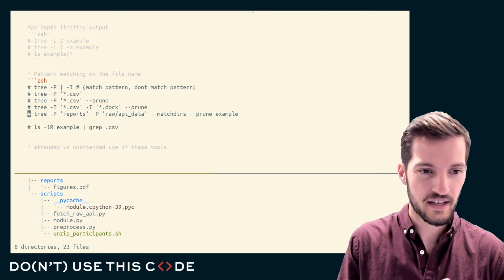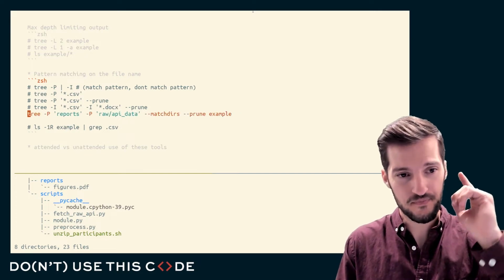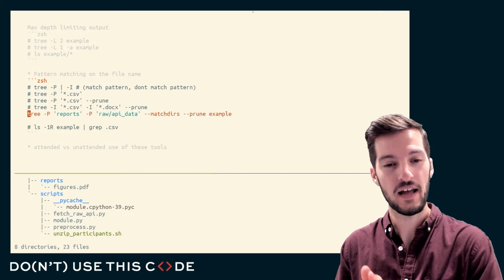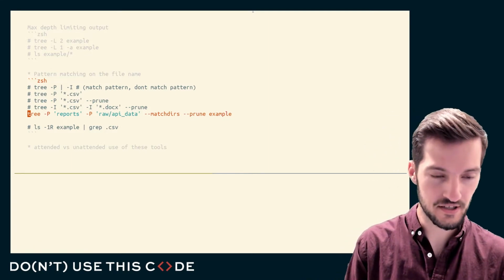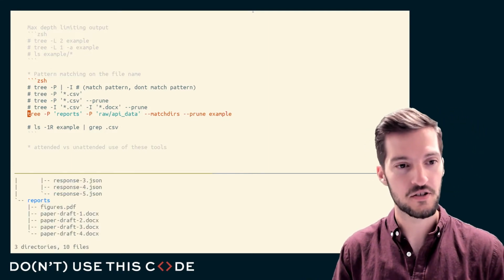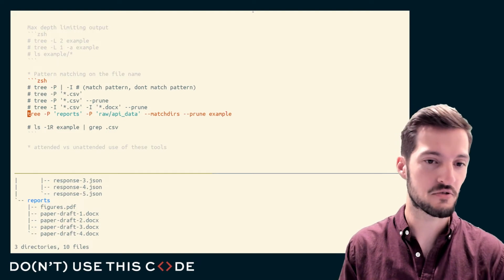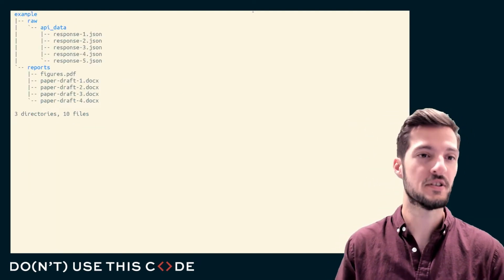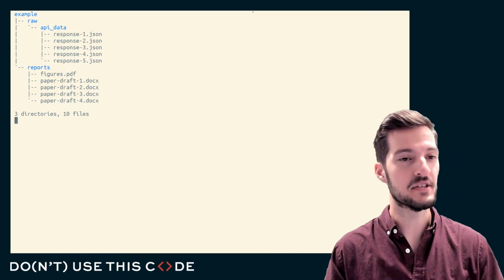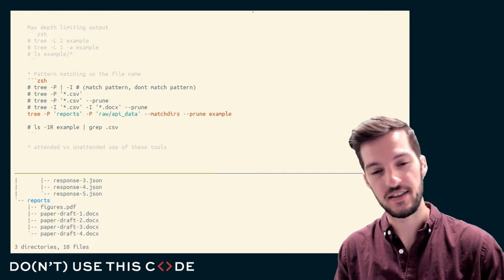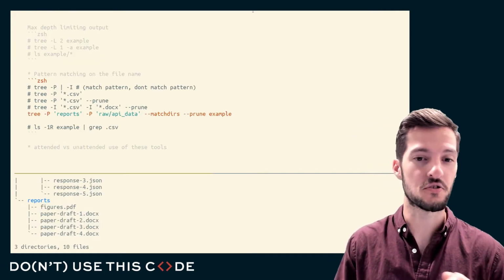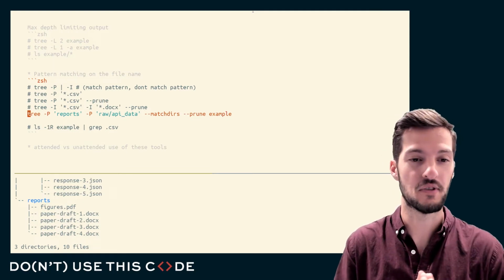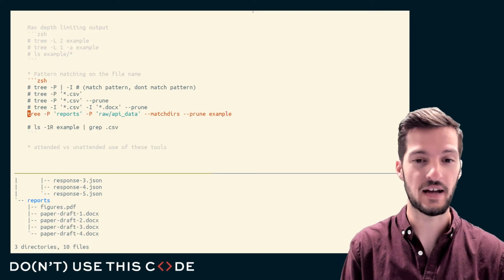One more neat thing that I really enjoy about tree is that you can use it to not just match on the file names themselves, you can use it to match directories. So if I wanted to tree and look at just the reports directory and just the raw API directory, one of the ways you can do this is by passing these patterns as strings and then using the match dirs flag in order to ensure that we're matching on the directory level and not just the file name level.